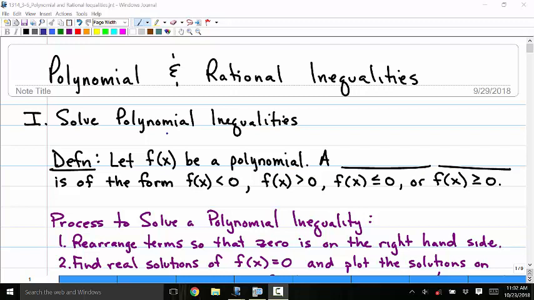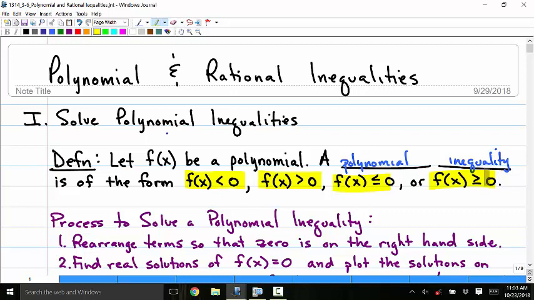So let's go talk about polynomial and rational inequalities. Let's talk about polynomial inequalities first. Let f of x be a polynomial. A polynomial inequality is of the form, there are four of them.